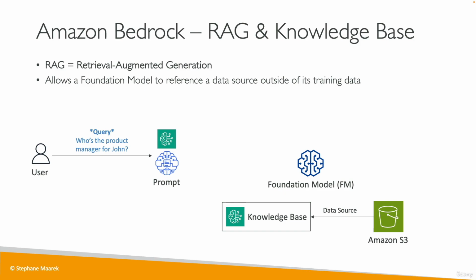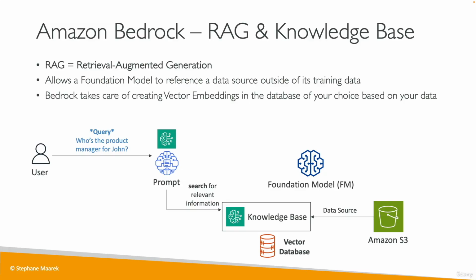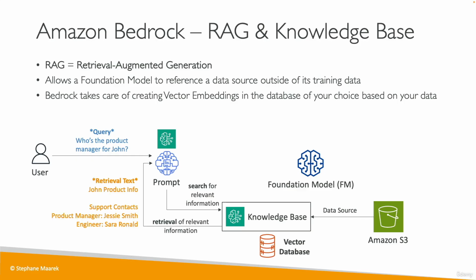So there's going to be something called a search, and this information is going to be searched in the knowledge base automatically. Of course, this is all happening behind the scene. But this knowledge base is backed by something called a vector database. And to create the data in the vector database, again, Bedrock takes care of everything. It's called creating vector embeddings. And I will show you how that works later on. But basically, thanks to this vector database, then we're able to retrieve the relevant information out of this knowledge base.